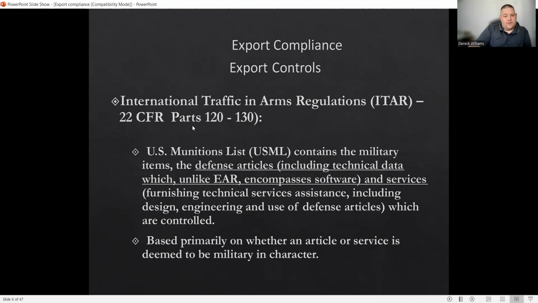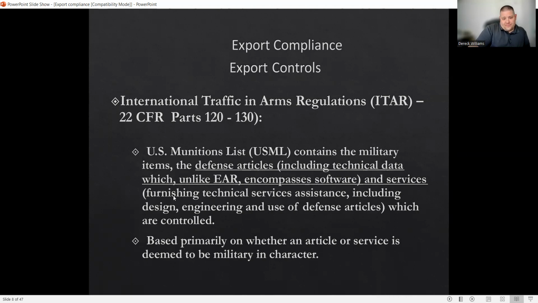We're going to talk about ITAR a little bit. The requirements for ITAR are defined in 22 CFR Part 120 through 130. That's a documented set of requirements that detail all the ITAR rules and regulations. Items controlled by ITAR are listed on the U.S. munitions list, the USML, and it contains the military items or defense articles, including technical data, unlike EAR, which we'll talk about in a moment.